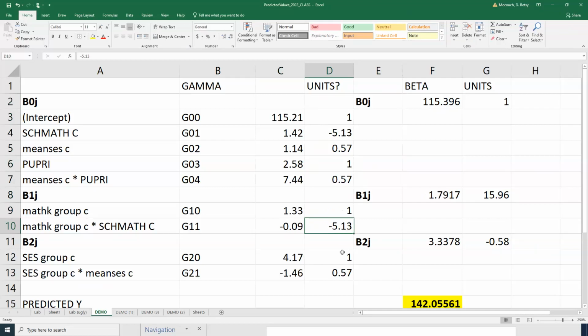Okay. So I go through, and this is like a multi-level setup. What I'm doing is saying, what's beta not j? Beta not j is a function of gamma not not, gamma not one, gamma not two, gamma not three, gamma not four. I multiply these together, and these together, these together, these together, these together. I add them, and I get my beta not j. Does that make sense to everybody?